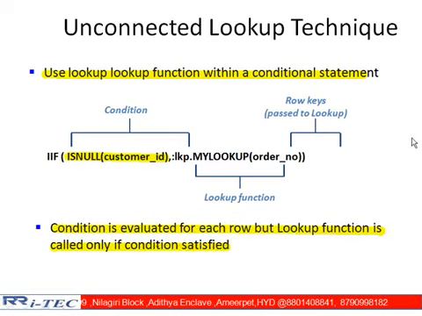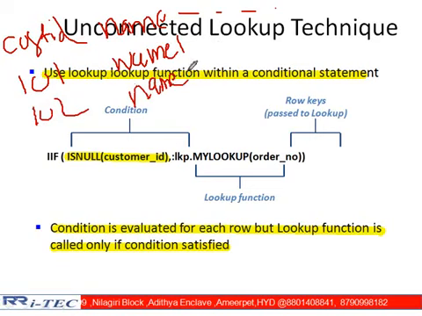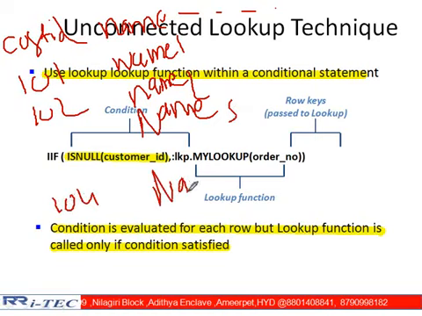Suppose I have input like this. This is the customer ID column, and this is the name column. Two columns are available. Customer ID is 101, name is name1. Customer ID is 102, name is name2. Customer ID is null, name is name3. Next 104, and this is name4.